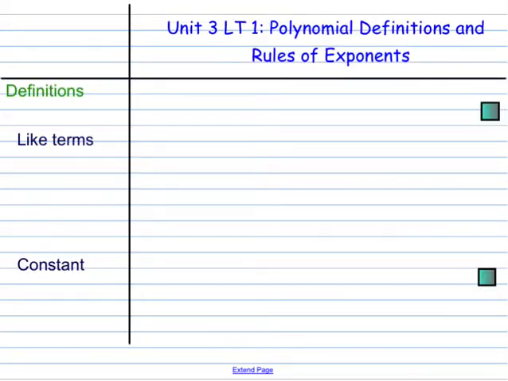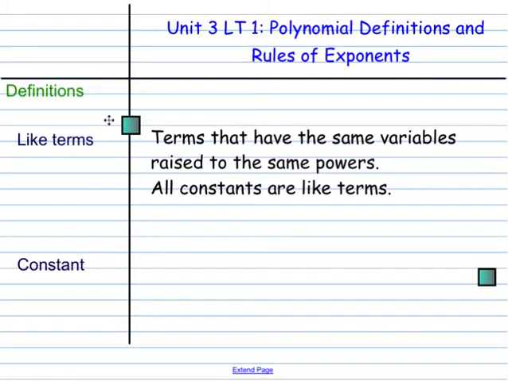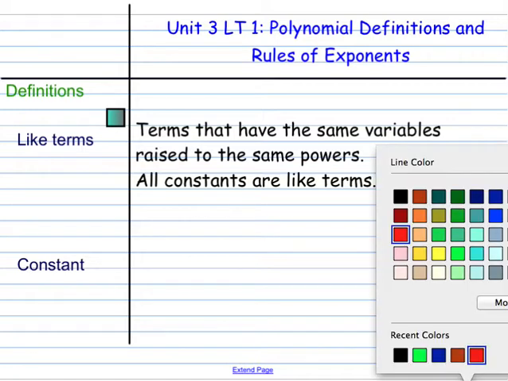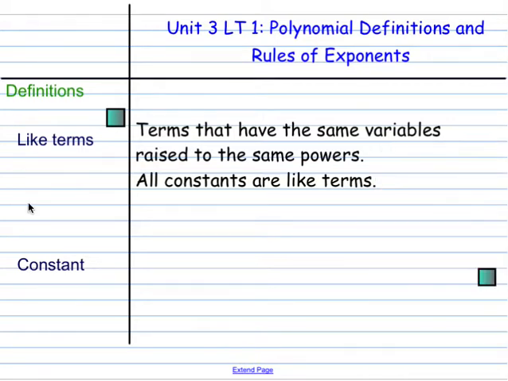Okay, let's take a look at those next couple of terms. Next we have like terms. So let's take a look at what a like term is. Like terms are terms that have the same variables raised to the same powers. And all constants are like terms. We'll talk about what a constant is here in a second. But in order for something to be considered a like term, it needs to have the same variables raised to the same exponents. So we had that 4x squared that we were talking about.